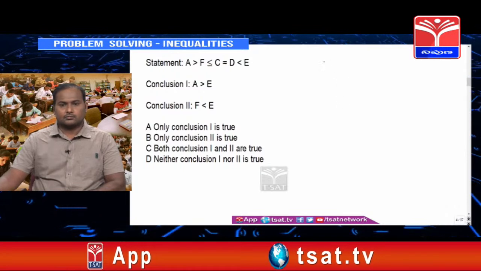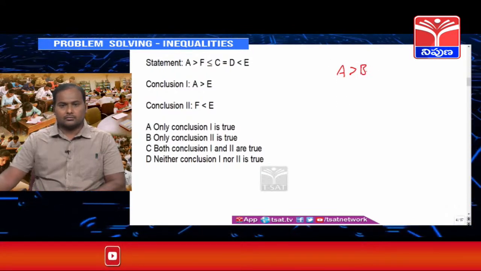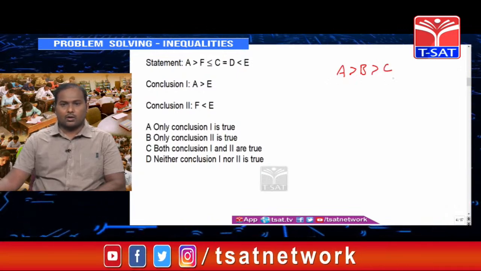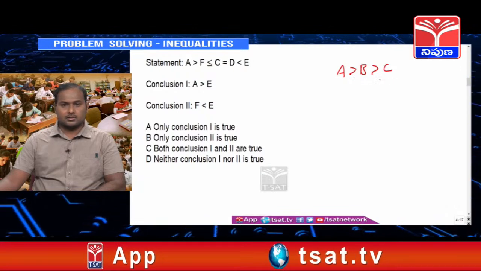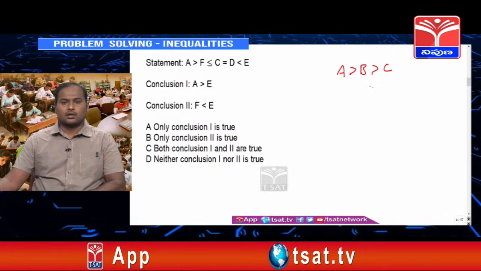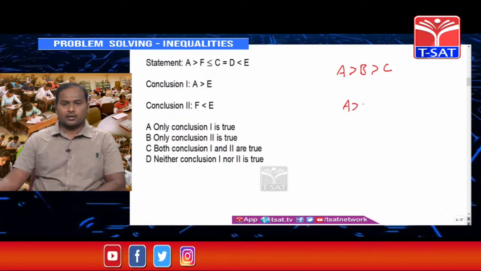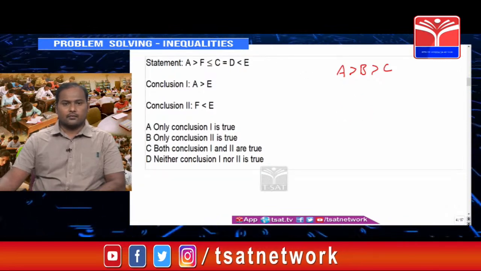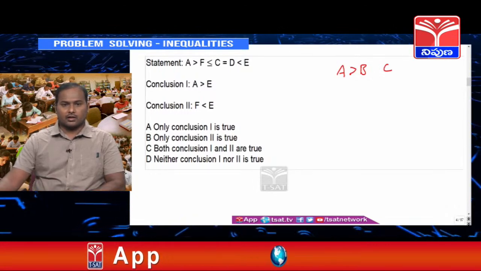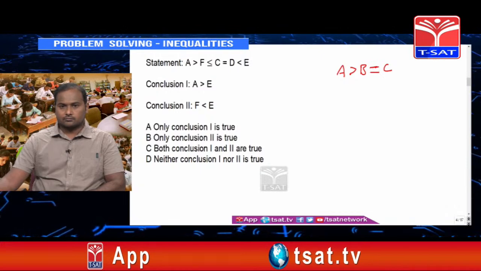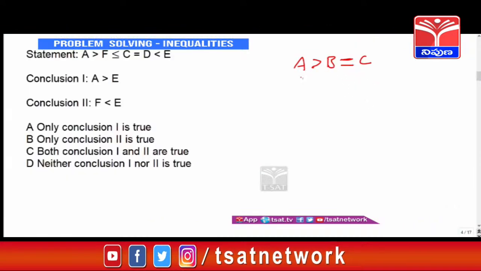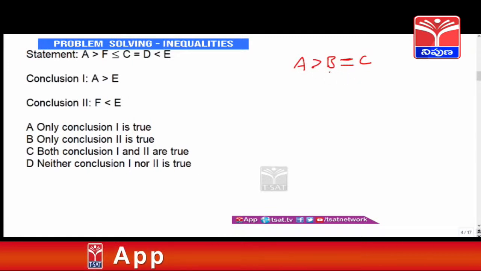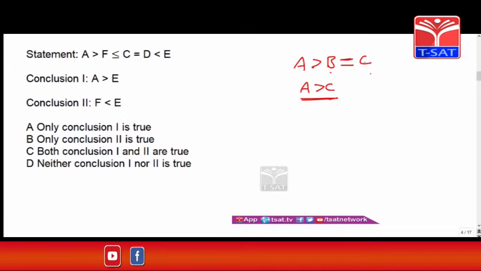Always remember, for example, A is greater than B, greater than C. Obviously, what conclusion can I make directly from this given statement? For example, A greater than B, B greater than C is the statement. The conclusion that follows here is A is greater than C. If the statement is A is greater than B and B is equal to C, what is the relation between A and C? Here also the conclusion that follows is A is greater than C, because B is equal to C, so B and C are both the same.